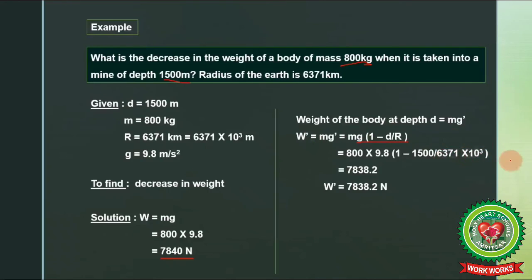After solving this equation, we will get W dash is equal to 7838.2, which gives us that the weight of the body at depth is equal to 7838.2 Newton. Therefore, the decrease in weight, this is the new weight, this is the original weight, will be W minus W dash, which gives us 7840 minus 7838.2, which gives us 1.8 Newton. So, this is the decrease in the weight of the body when the body is taken into the mine of depth 1500 meter, right?